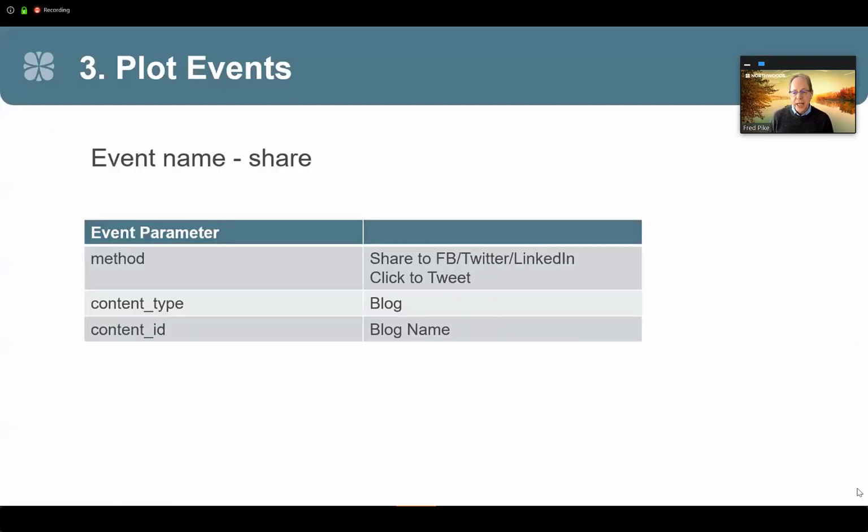So step 3 is to plot your events. I know that the event name is going to be share, and I know I'm going to use 3 different parameters. I'm going to have method, and there's going to be 4 different options here: share to Facebook, Twitter, or LinkedIn, or click to tweet. My content type is going to be blog, because on our website, that's the only thing that has those social media share options. And the content ID is going to be the blog name. Cool. So I'm now taking my GA3 event and I've transmogrified it into a GA4 event.